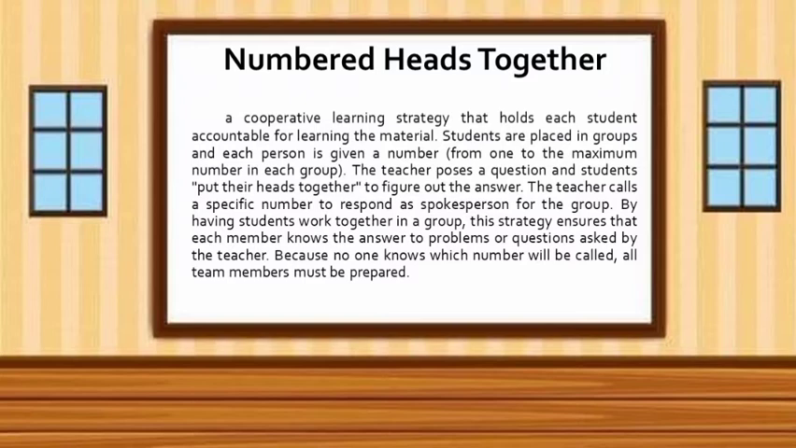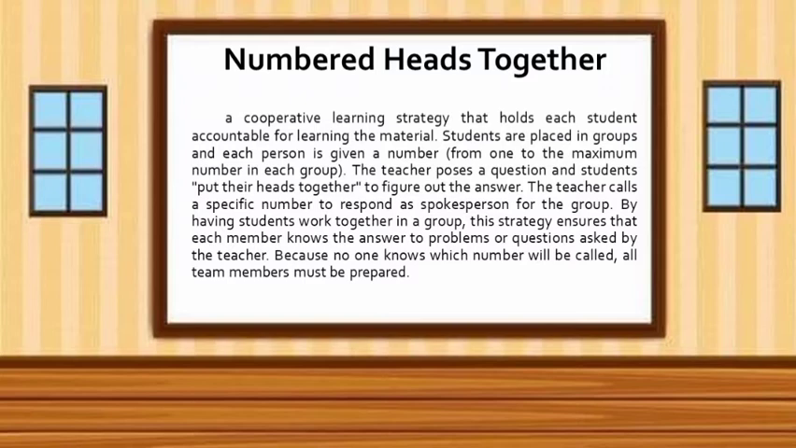The teacher calls a specific number to respond as spokesperson for the group. By having students work together in a group, this strategy ensures that each member knows the answer to problems or questions asked by the teacher. Because no one knows which number will be called, all team members must be prepared. For example, divide the students into groups of 4 and give each one a number from 1 to 4. Next, pose a question or a problem to the class.